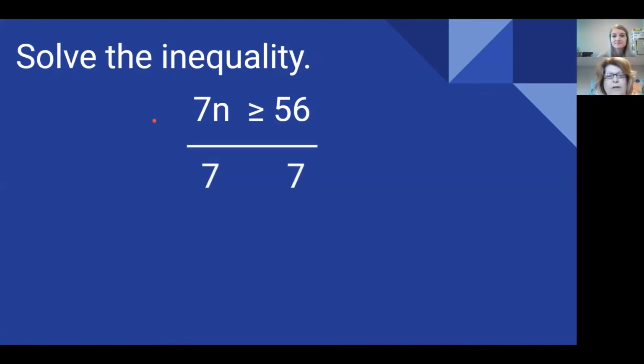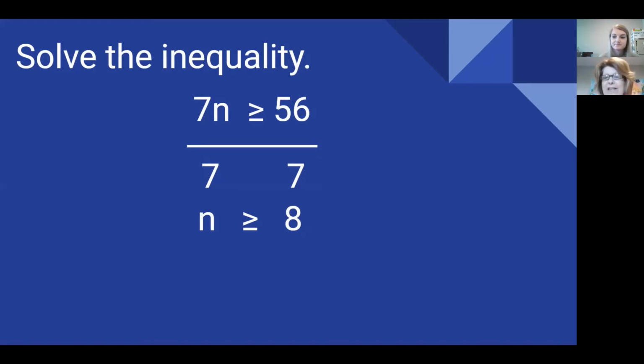All right, so we have 7 divided by 7 and 56 divided by 7. Well, 7 divided by 7 is 1, and 1 times n is n, and 56 divided by 7 is 8. So that means that any answer that's over 8 is my answer.